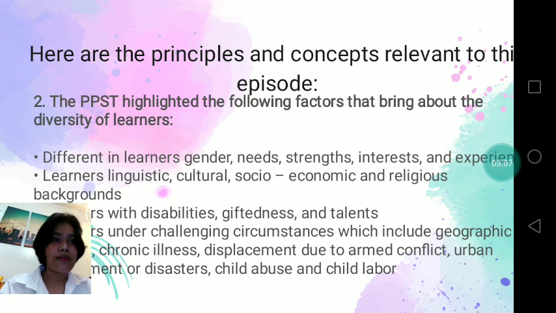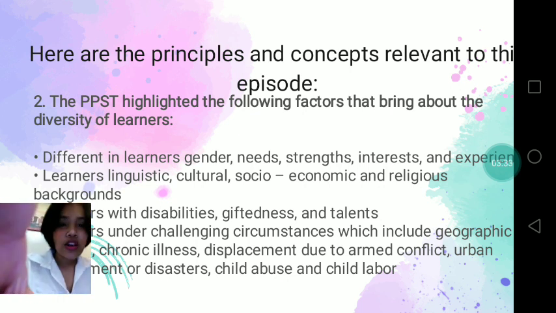Pag nilagay mo sa music, halimbawa, ang subject mo is science. Tapos gusto mong makabisado ni student yung periodic table of elements. Anong gagawin mo? You can put it in a song, like, lagyan mo ng tono yung periodic table of elements para mas ma-encourage siya to know and to makabisado yung periodic table of elements. Do you get it? Okay.